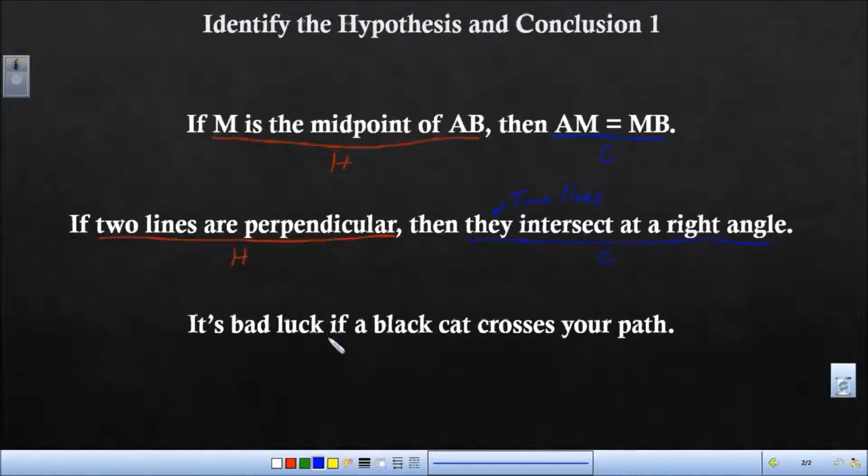Now, this next one's kind of interesting because the word if is in the wrong spot. It's not in the front. It's in the middle. But it still tells us where the hypothesis is. The hypothesis is always after the word if. The conclusion is the other part of the sentence. In this case, the English language is turned around backwards on us. And I'm going to talk in a little bit about one time where this is actually going to be a problem for us. But that's a little further down the road.